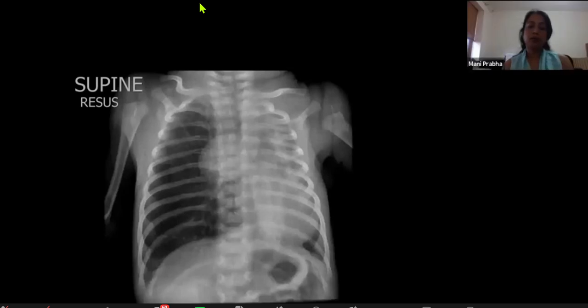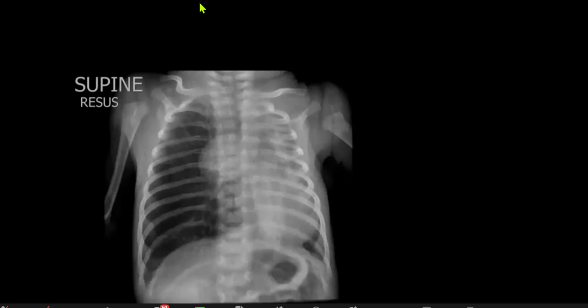Anything else? Well, this, or it could be extensive atelectasis or collapse potentially of the left upper lobe. There's relatively normal lung in the left base at the costophrenic angle.